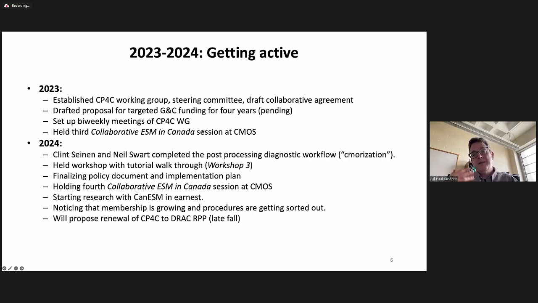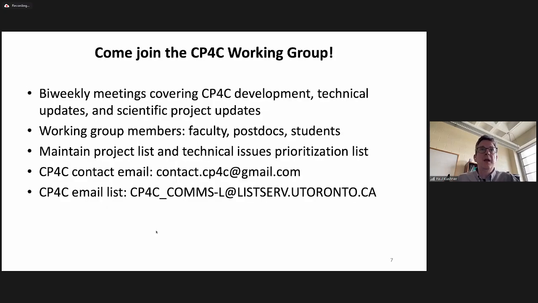And the fact is that the CP4C version, the collaborative version of CanESM, now produces this inline as it goes along. So this is really useful because it means people can get going right away analyzing output from their CanESM simulations. We also held a workshop this year, which I'll talk about. And the rest of the points here are related to our upcoming plans, including finalizing our collaborative agreement and proposal to renew the CP4C allocation on the Alliance platforms.